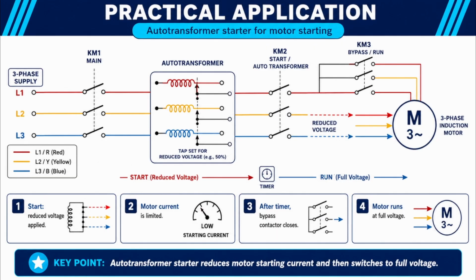In this circuit, KM1 is the main contactor. KM2 connects the motor through the autotransformer for reduced voltage starting, and KM3 is the bypass or run contactor. At startup, KM1 and KM2 operate, so the motor receives reduced voltage through the autotransformer and the starting current is limited. After the preset time, KM2 drops out and KM3 closes, bypassing the autotransformer. The motor then runs directly from the three-phase supply at full voltage.